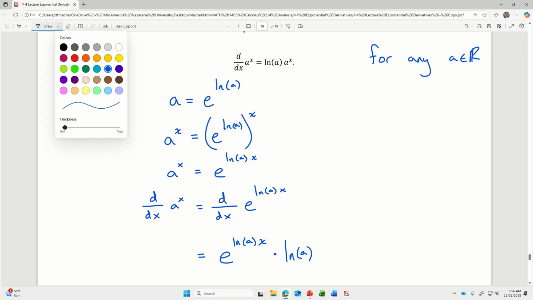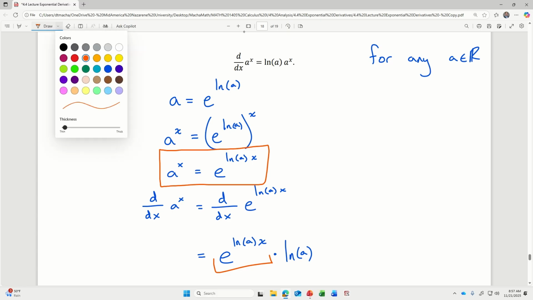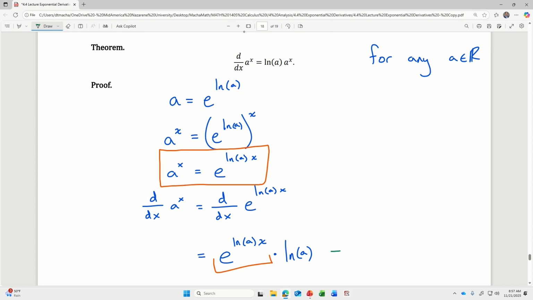Okay, so then the next step is we say, all right, I've got this big ugly e to the natural log a times x. But e to the power natural log a times x is the same thing as a to the x. So I'm ready to write my answer. It's just a to the x times natural log of a. And that's the proof.